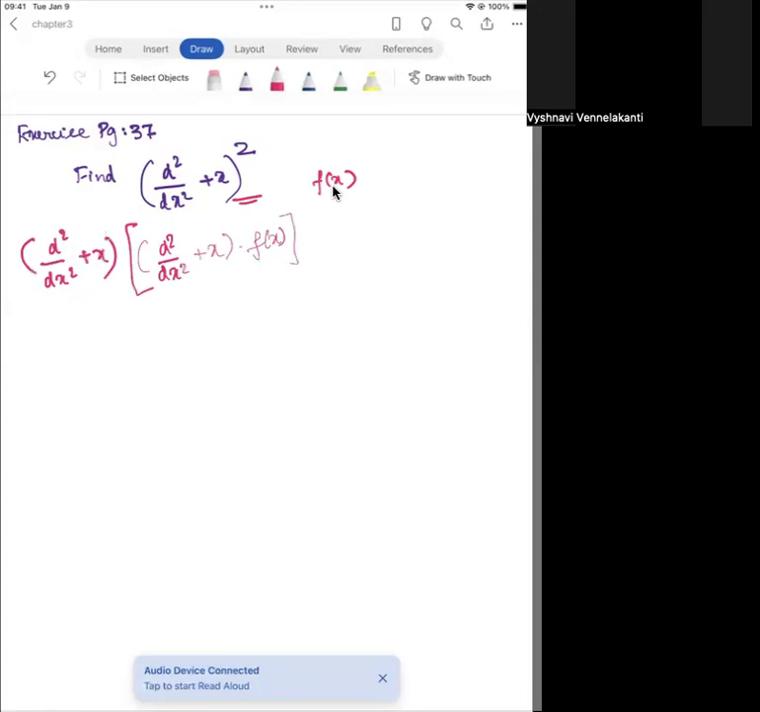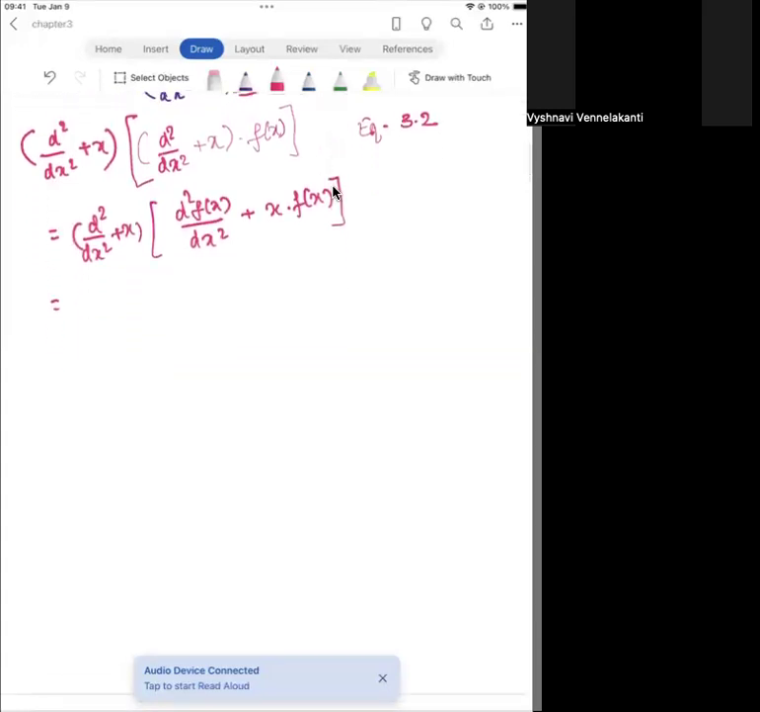Okay, and when two operators act on a function from equation 3.2, we know that each of them operates on the function separately. So we're gonna carry this term and this. Now let's operate each of these operators on this part.